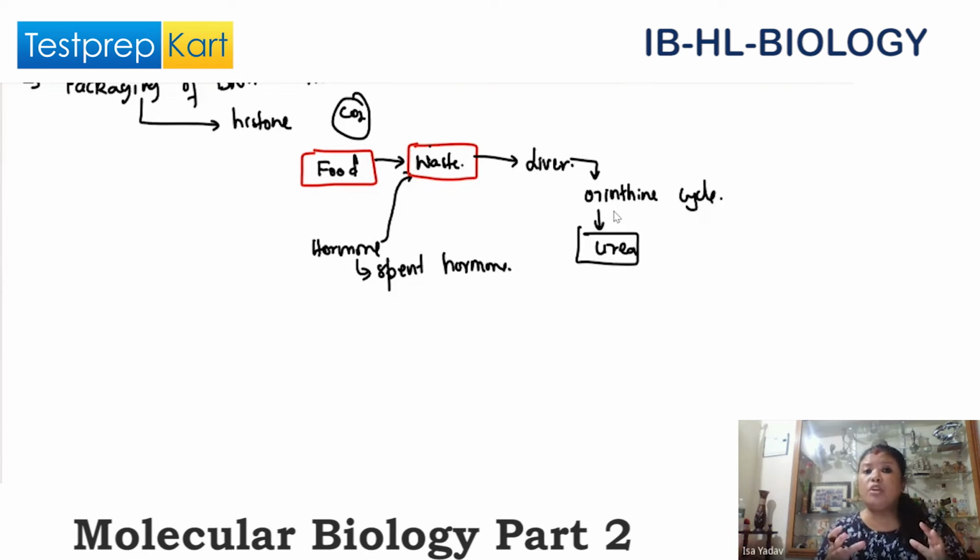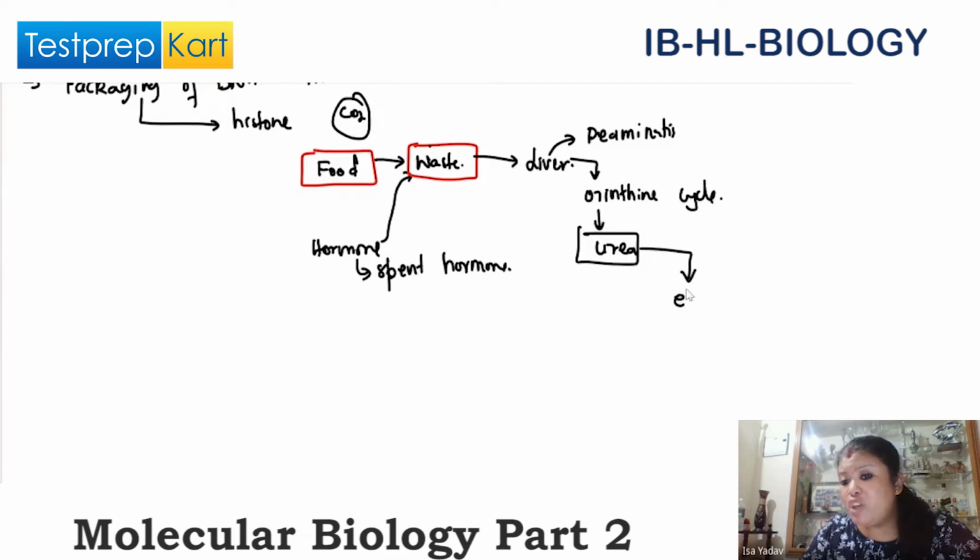So all the proteins, all the amino acids in our body cannot be eliminated at once. They all collect in the liver. In the liver we carry out deamination. After that, we have the ornithine cycle, where all the extra protein, extra nitrogen is converted into urea. And it is urea which is eliminated in urine.